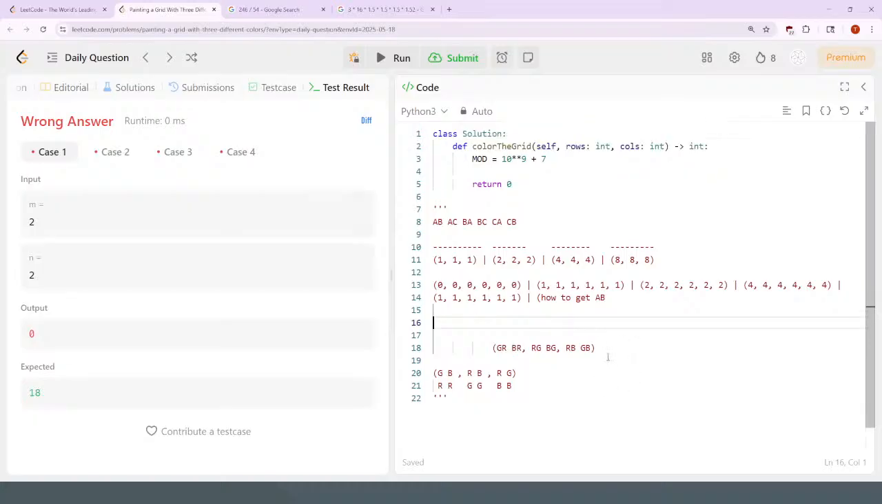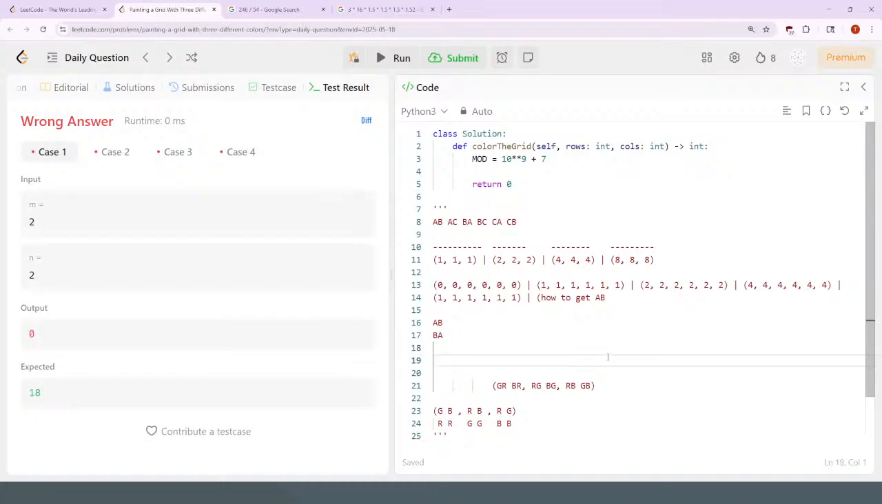I delete all my other previous stuff. Okay. So for 2 by 2, you're dealing with AB. I'm really rewriting everything again.